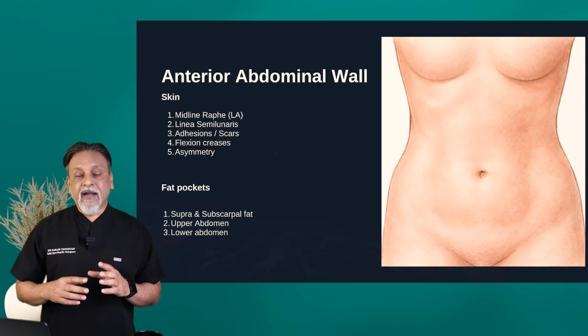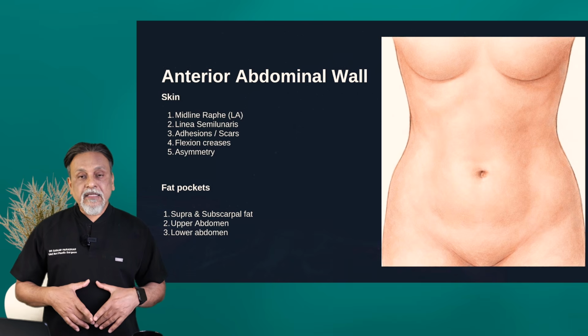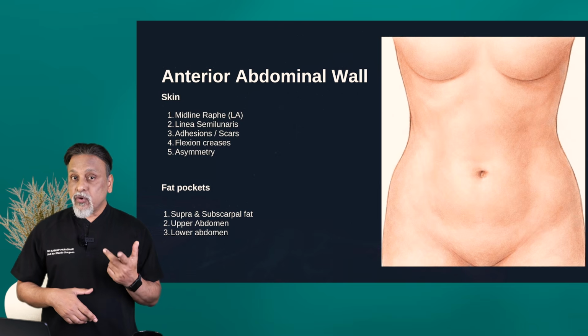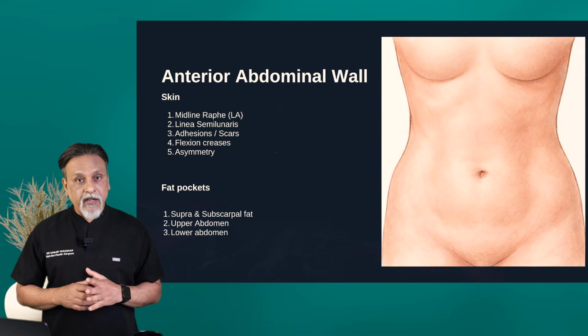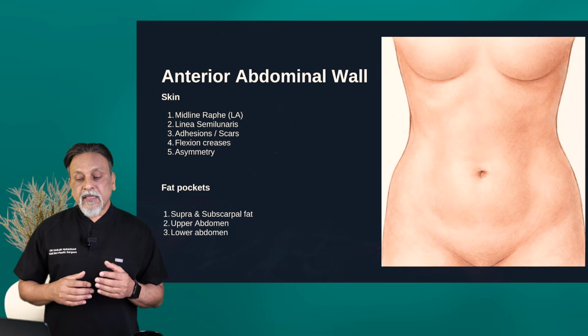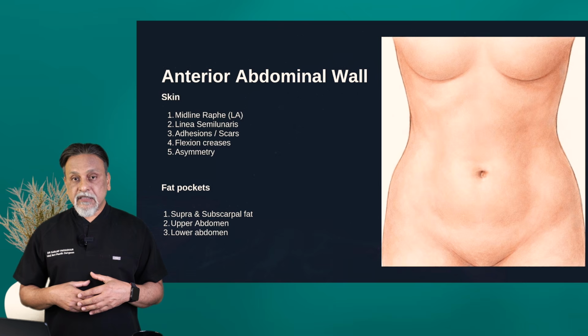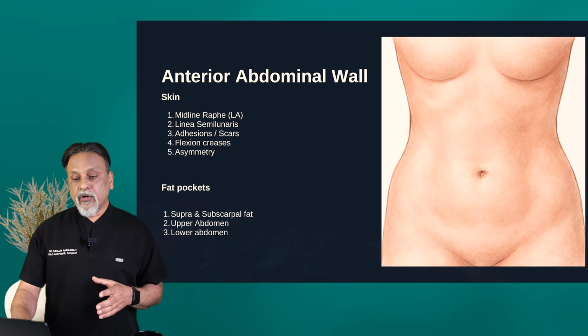Then you look at the fat pockets. The fat pockets are different in the different regions. In the supra-umbilical region or upper abdomen, the fat is more compact. There is no Scarpa's fascia. There is no deep lamellar fat. Whereas in the lower abdomen, there is deep fat as well. So these differences you need to understand to get a good contouring.